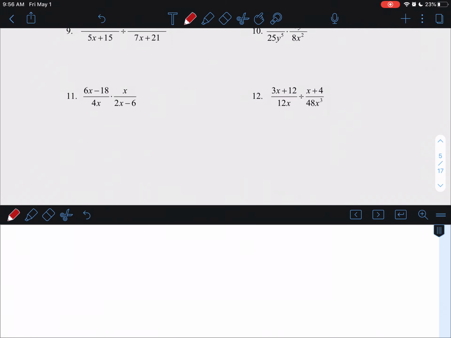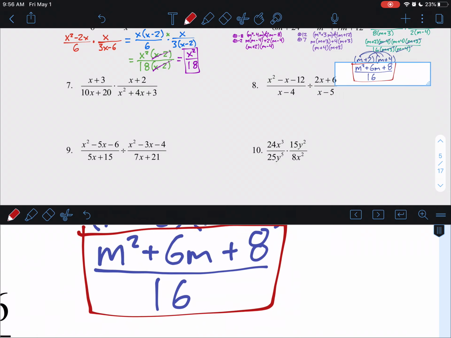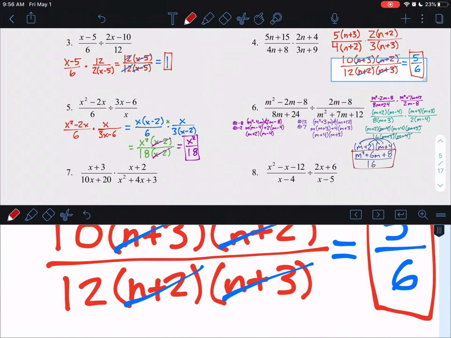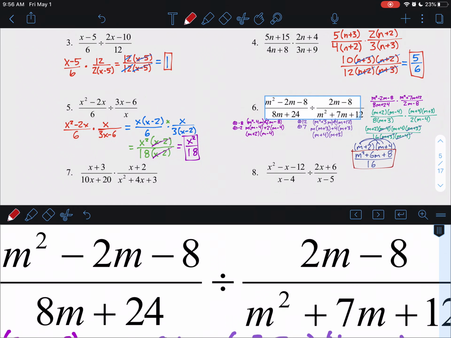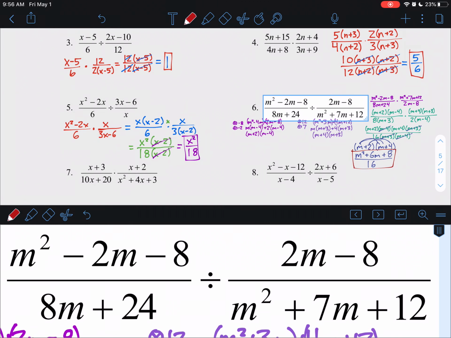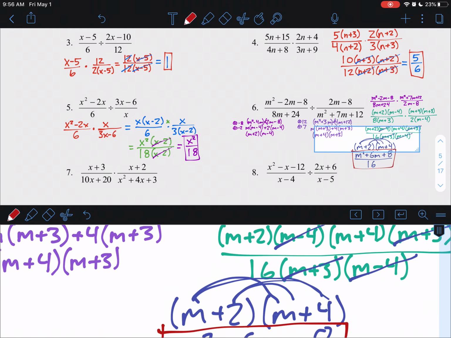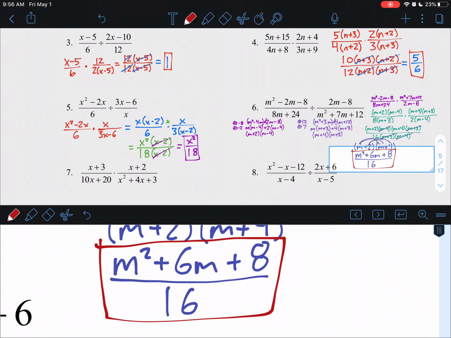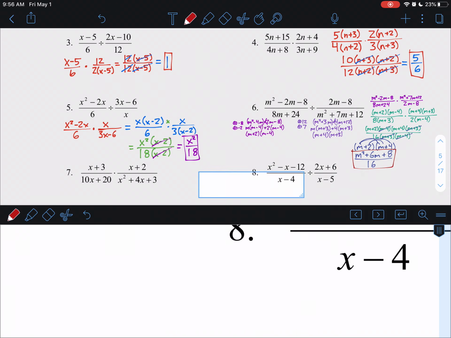Looking at this page pretty quickly, it looks like that is the worst problem on this page. Ooh, actually, number 9 looks kind of awful too. Maybe just as bad, don't know. But this is probably as bad as we're going to see. So that means m squared minus 2m minus 8 over 8m plus 24 divided by 2m minus 8 over m squared plus 7m plus 12 is m squared plus 6m plus 8 over 16. Awesome. That's all we've got to do.